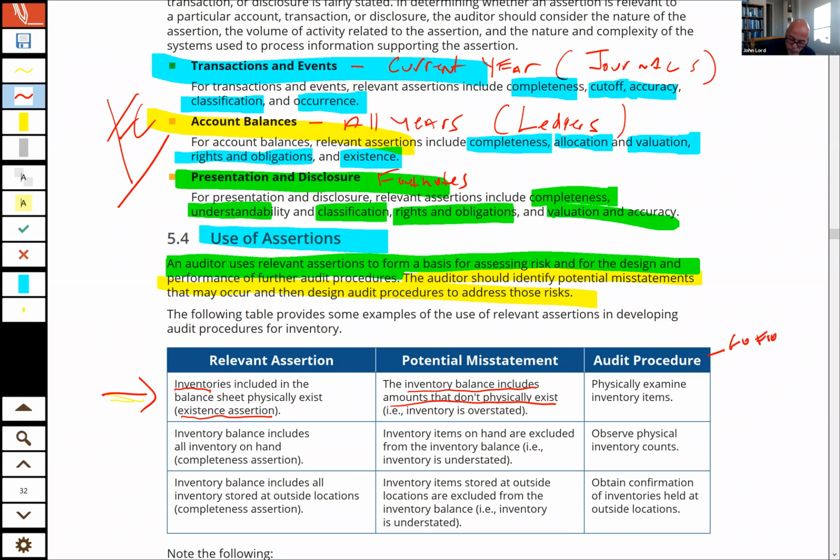Go from physical inventory. You know, I've only been teaching this for 30 years and I make that same mistake every time. Go from accounting records to physical inventory. Would that be a good procedure for the existence assertion for inventory?